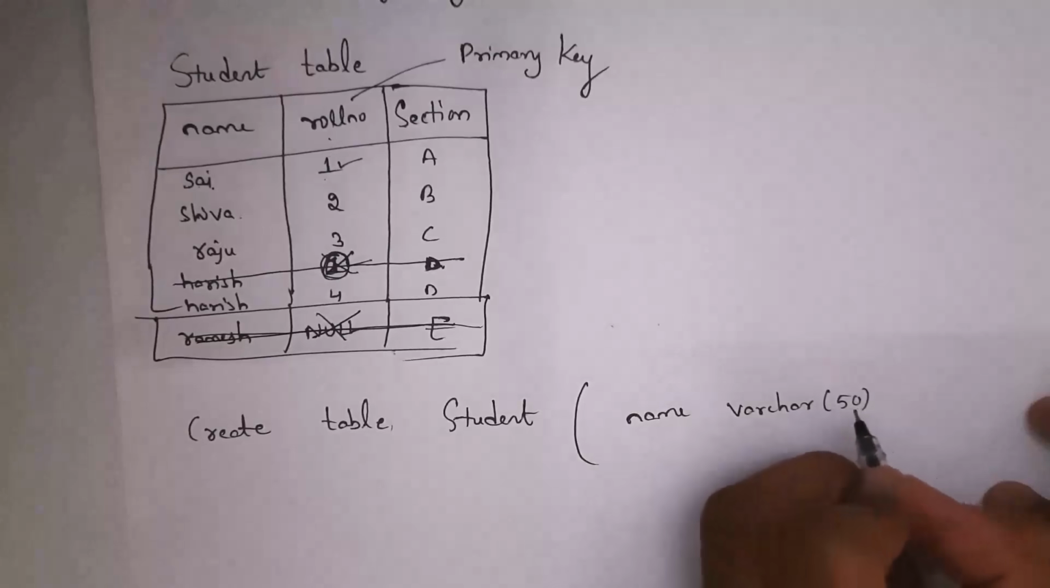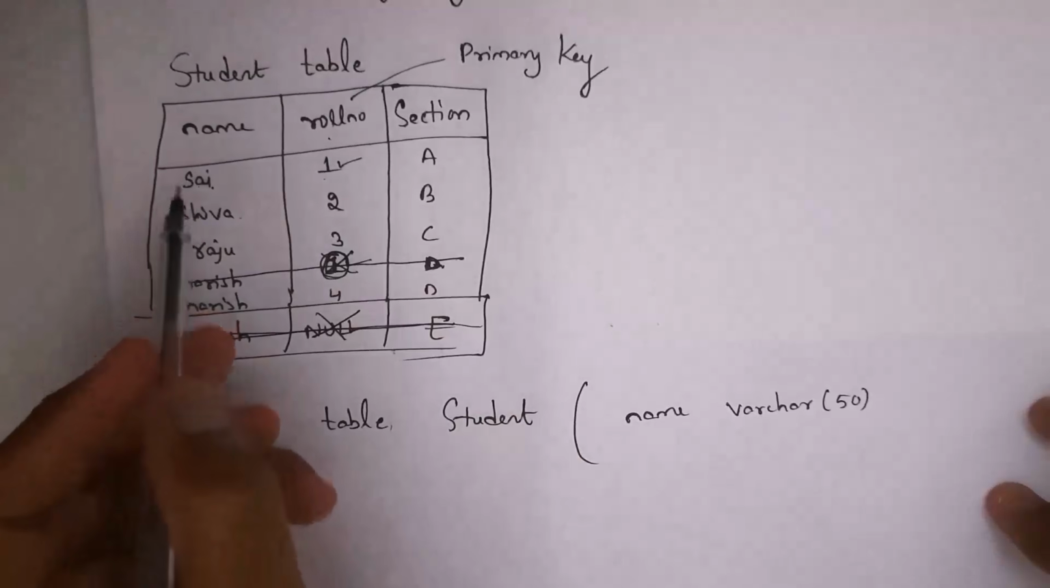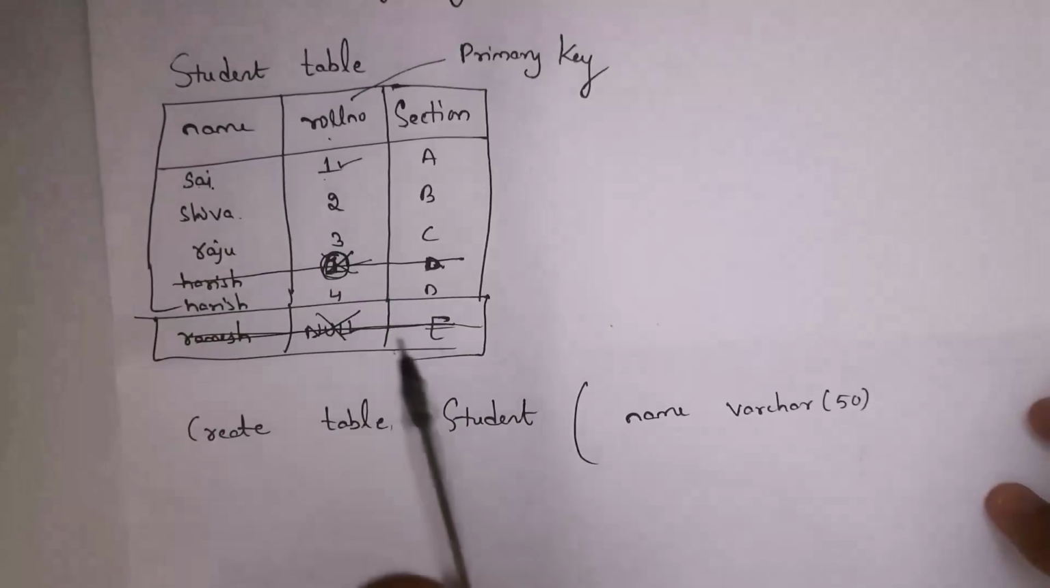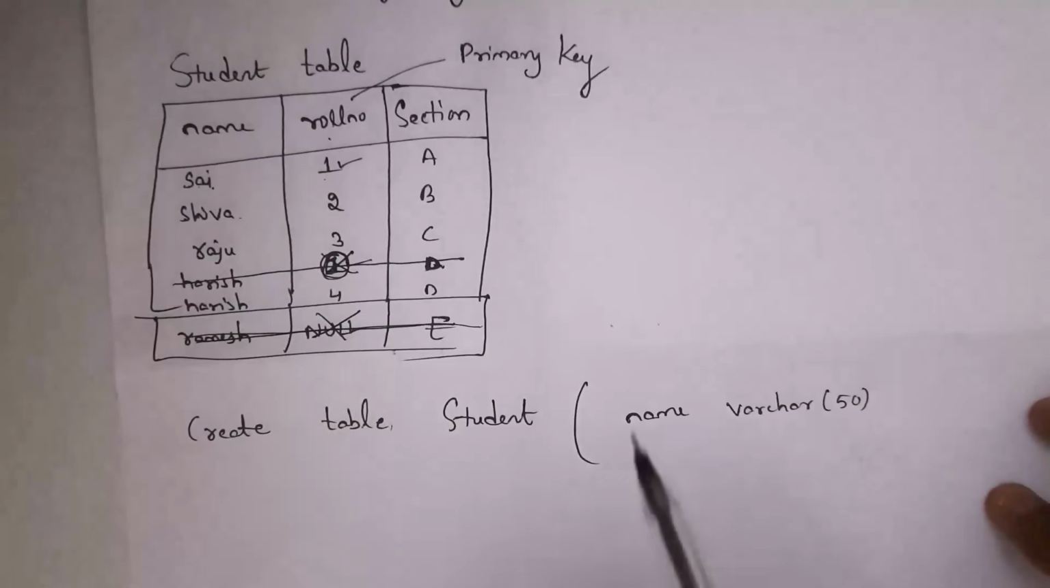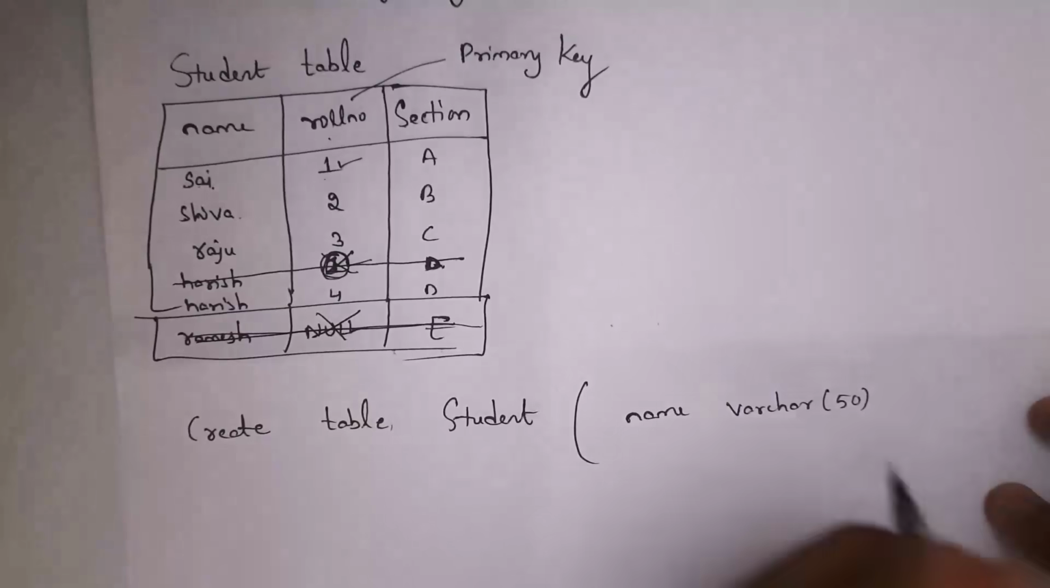This is nothing but size. Each name will support up to 50 characters. Sai 3 characters, Shiva 5 characters. Like that, each name will support up to 50 characters. So I write here name, which is the column name, and the data type, that is varchar 50, comma.